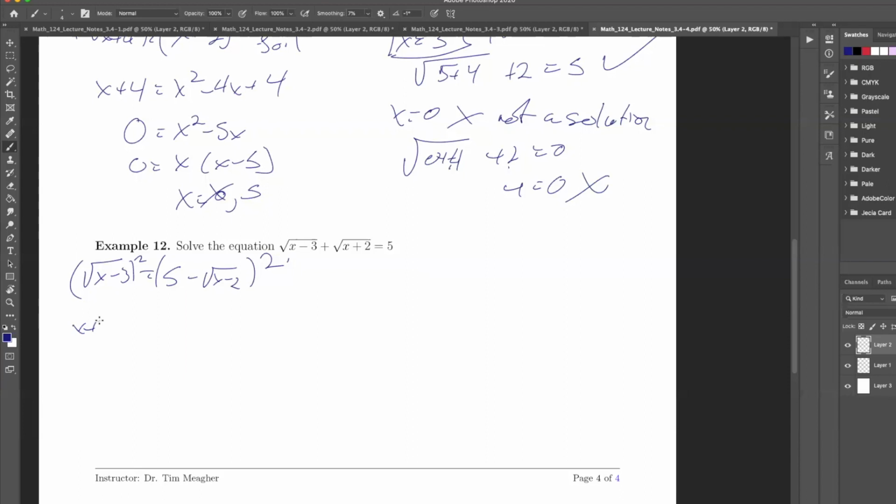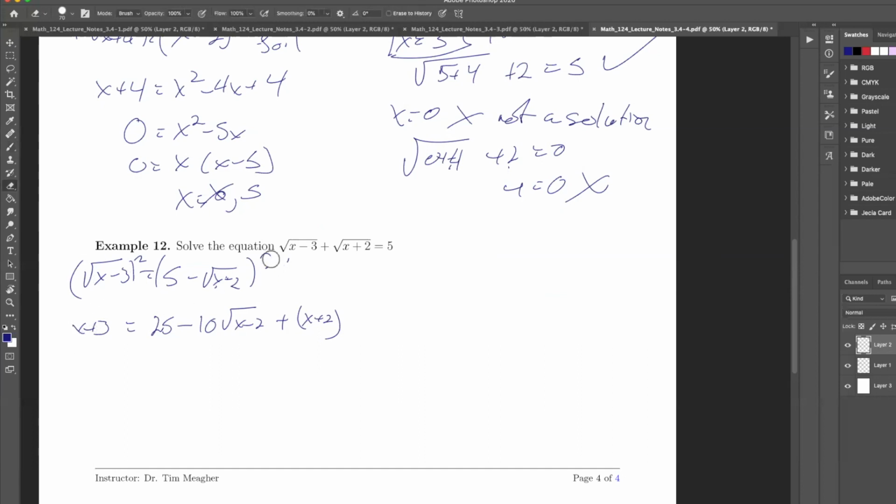So this is just x plus 3 equals, if I square this, I get 5 squared, which is 25. I get minus 5 times this, minus 5 times this, will be minus 10 times the square root of x minus 2. And then this times this would be positive x plus 2, right? Because I'll have a square root times the square root, so it'll be the square root squared. So it gets this. Okay, so once again, the square root of x minus 3 squared is this.